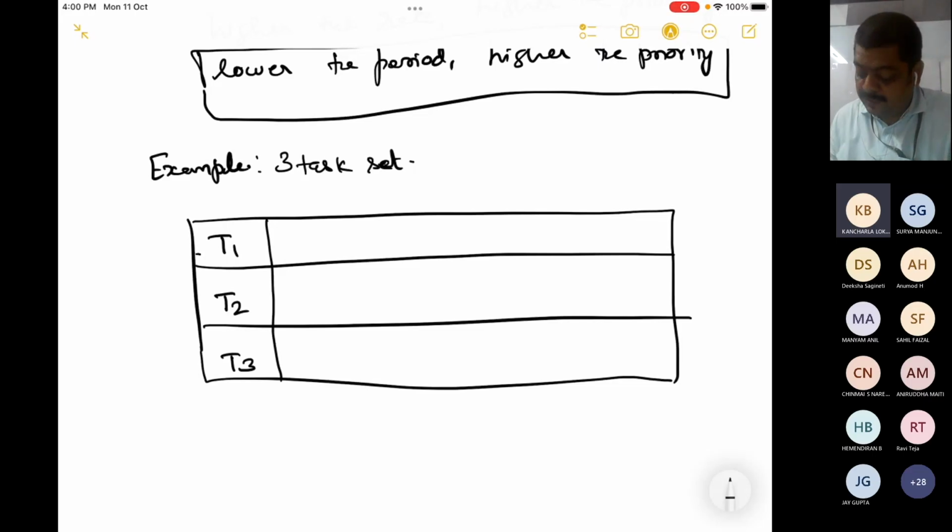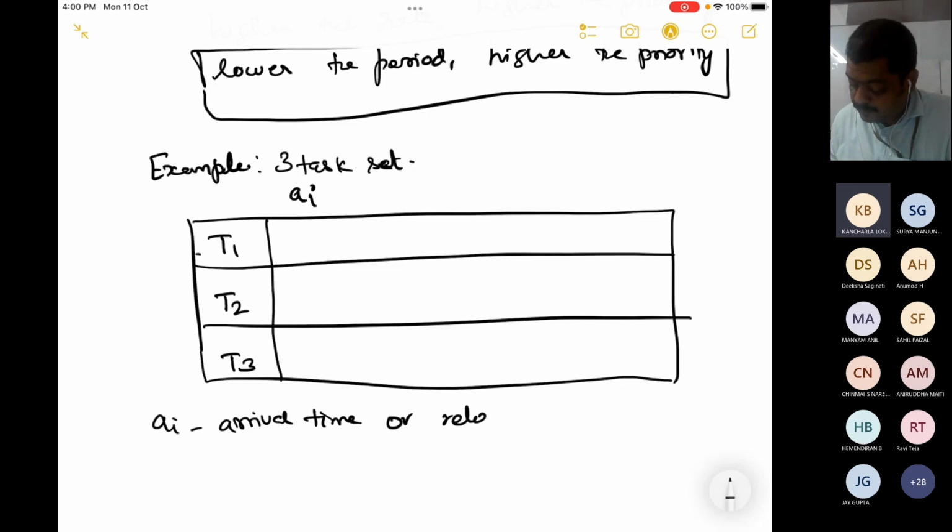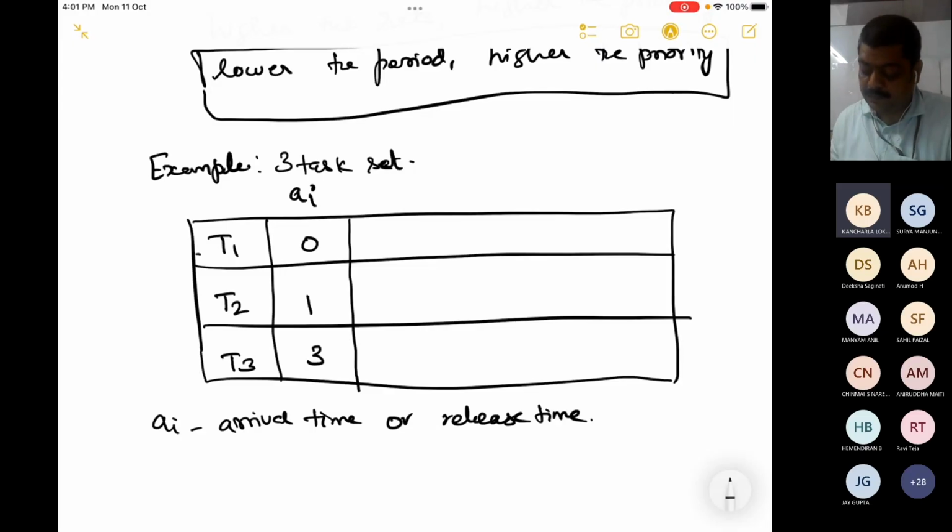Okay, I am giving the arrival time. AI is the arrival time. Generally it is called arrival time or release time. We have already seen this in the last class. So in this case we have AI as 0, 1, and 3.